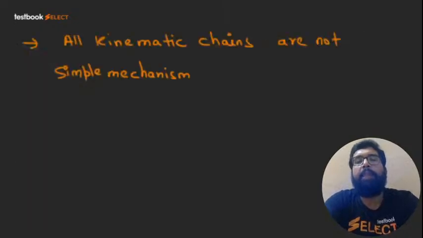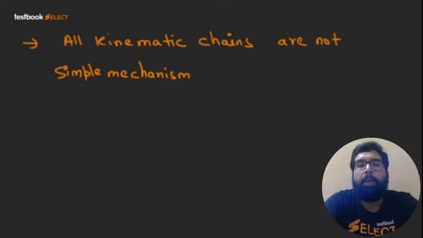Understood, my dear? It must have no higher pair, right? But a kinematic chain can have any number of links, any number of joints, any number of higher pairs, but the degree of freedom should remain one. I hope now the difference between a simple mechanism and a kinematic chain is clear to every one of you.